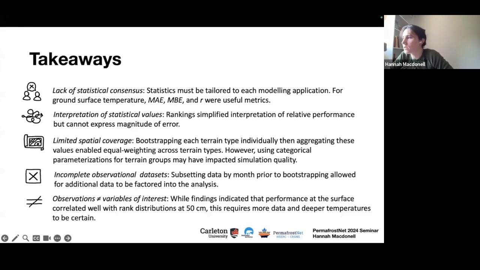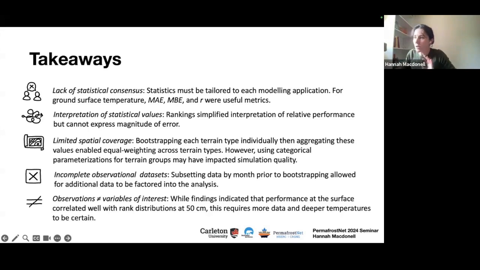For incomplete observations, we did look at subsetting data by month prior to bootstrapping, and that allowed for additional data to be factored into analysis. I don't have the number in front of me, but it's on the order of a 20% increase in the amount of data that could then be factored into analysis, just in the addition of these trailing and leading months that otherwise would have been excluded.